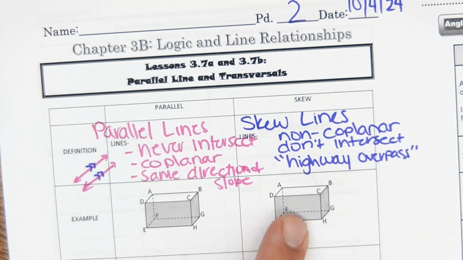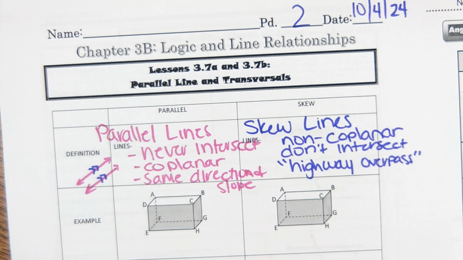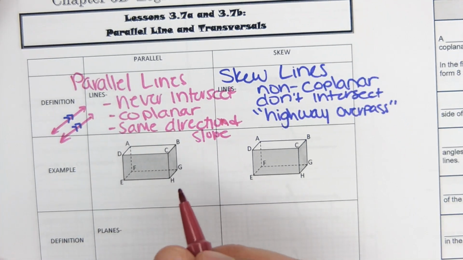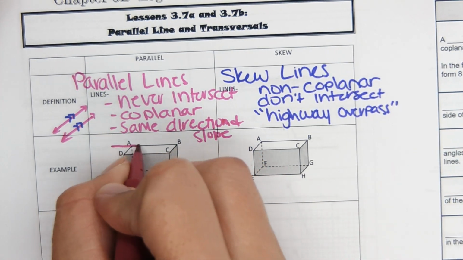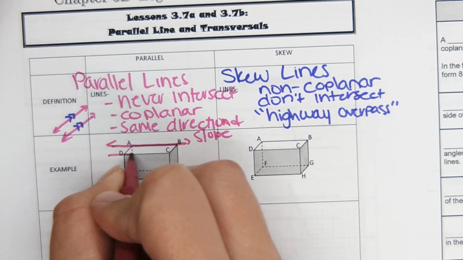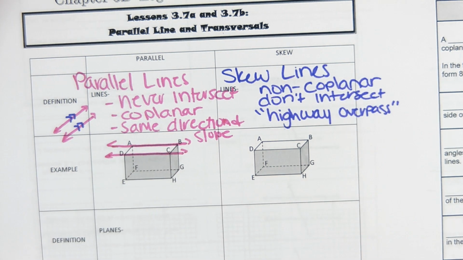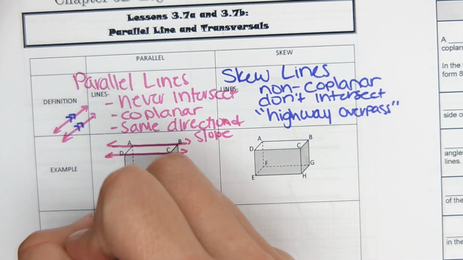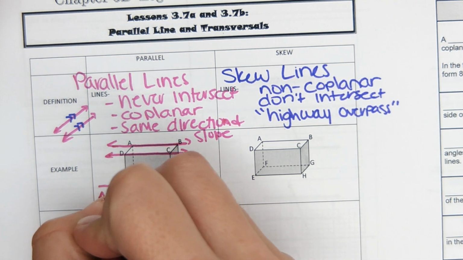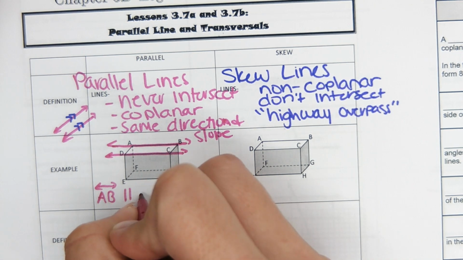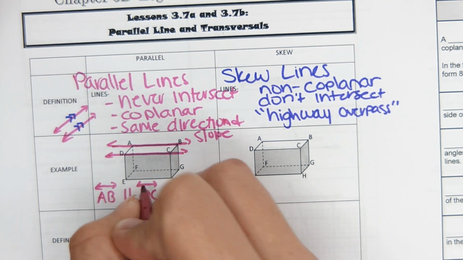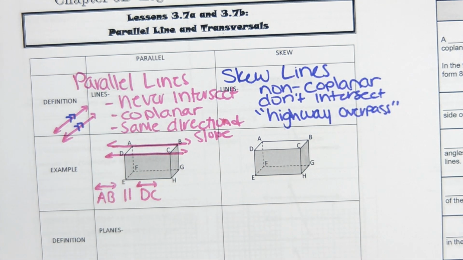So now we're going to look at an example of parallel lines and skew lines on a picture. For example, parallel lines in this picture, if you were to identify a set of parallel lines, would be line AB and line DC. Those are parallel. So we can say that line AB is parallel to line DC. And this symbol right here means parallel.